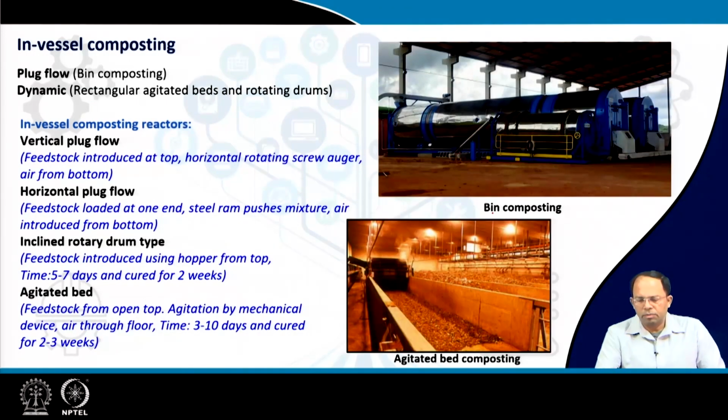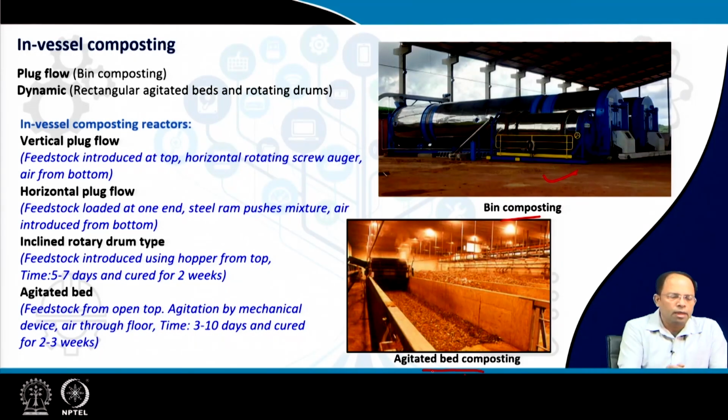This is how it looks. This is bin composting. These are large bins you can see in the image, and over here this is called agitated bed composting. I will come to that. So primarily there are two kinds of system. One is a plug flow system, which is the bin composting system. The other is a dynamic system.